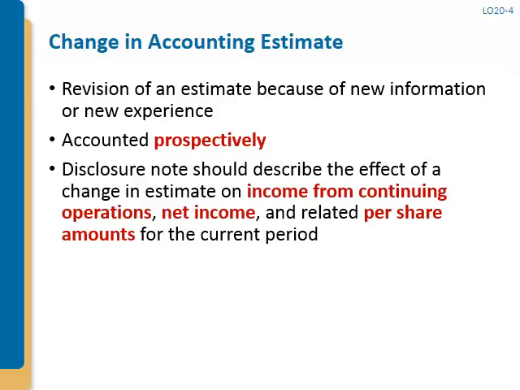So it usually will affect some aspect of both the balance sheet and the income statement of the current period and future periods. A disclosure note should describe the effect of a change in estimate on income from continuing operations, net income, and related per share amounts for the current period. A change in estimate is reflected in the financial statements of the current period and future periods.